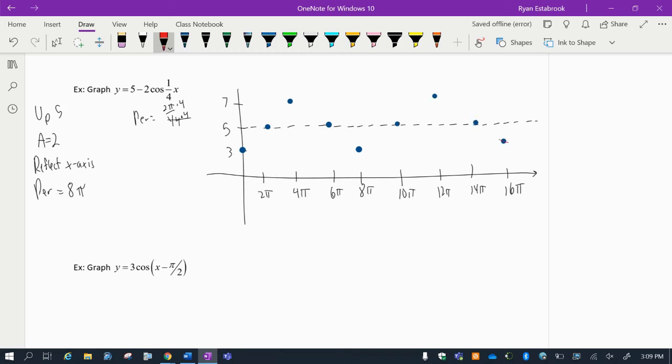Now, if we want to connect these points, it's going to look like that. There is our negative cosine curve, shifted up by 5 with an amplitude of 2 and a period of 8 pi.